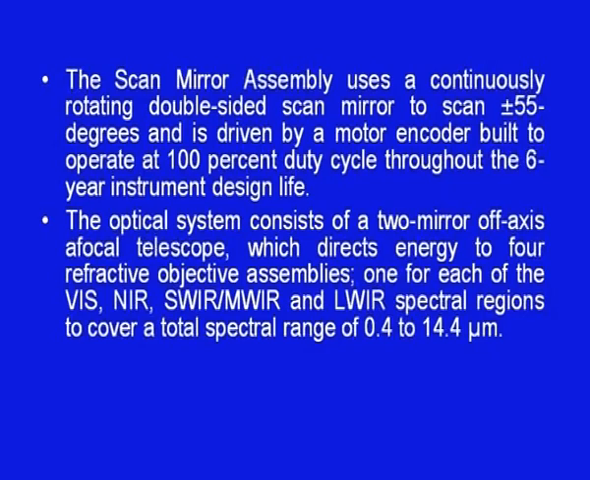The optic system consists of two off-axis afocal telescopes which direct energy to 4 refractive objective assemblies, one each for the visible, near infrared, SWIR and middle infrared (MWIR) and LWIR spectral regions to cover the total spectral range of 0.4 to 14.4 micrometers.